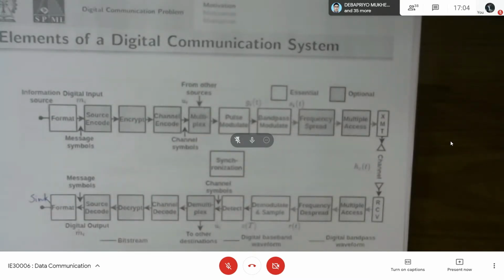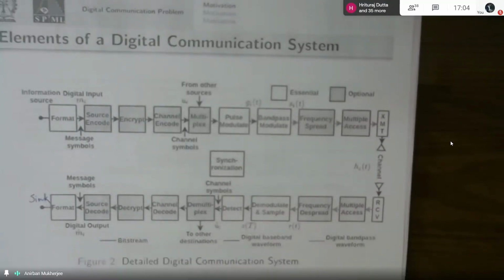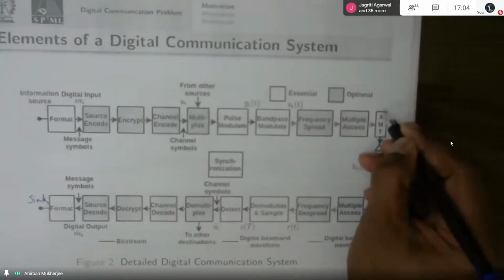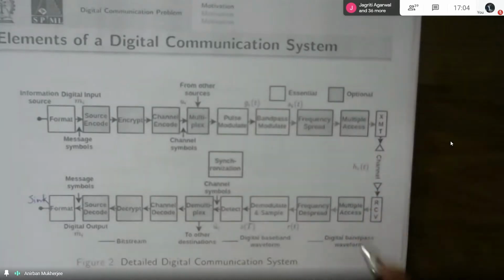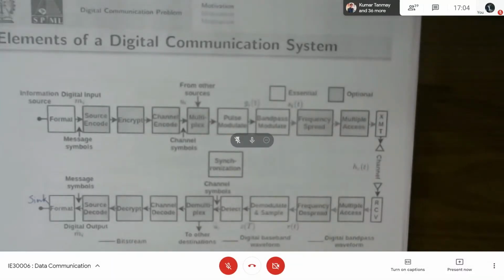bandpass modulate, frequency spread, and multiple access. They basically denote some sort of a signal transformation from the source to the transmitter. This transmitter means this one, XMT. XMT is just a standard name, and the lower block is the signal transformation from receiver to sync, essentially reversing the signal processing steps.